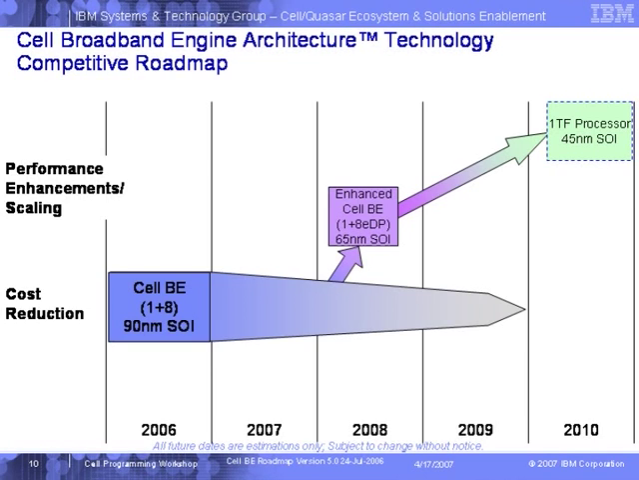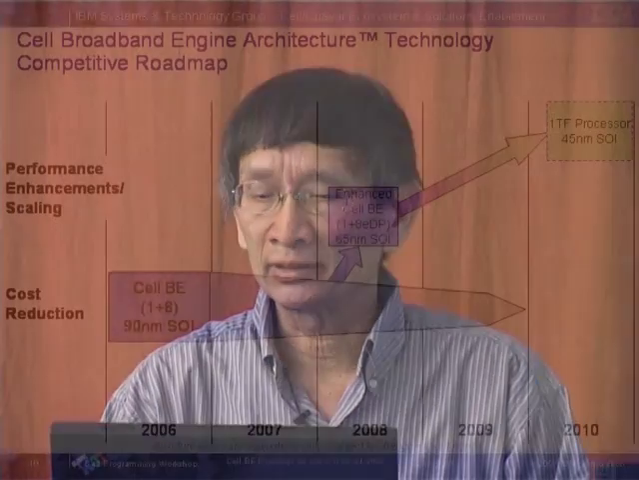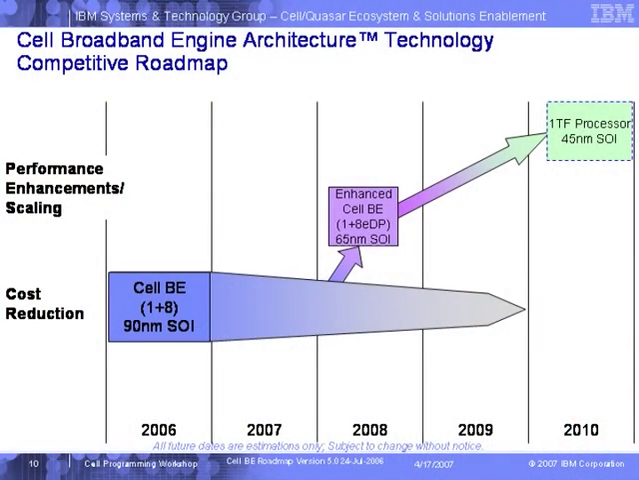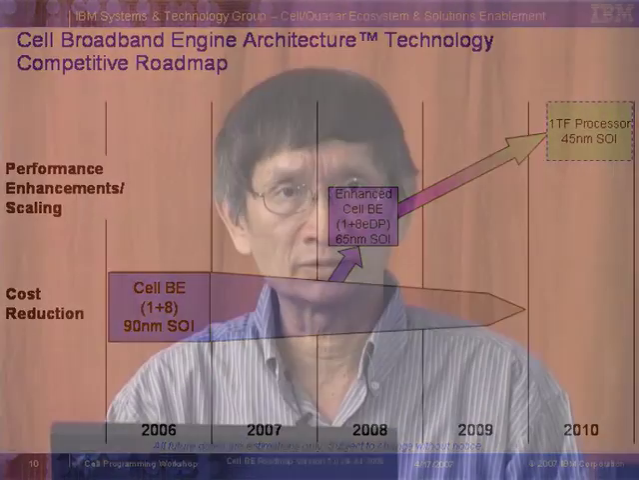And then in 2008, we continue working on it, and we will release what we call the enhanced BE, which has improved double precision performance. Then by 2010, we will release another processor, reducing the size using 45 nanometer SOI, with 1 teraflops performance. This one is running at about 200 gigaflops, so it is about a five times improvement in performance, while cutting the size of the chip in half.